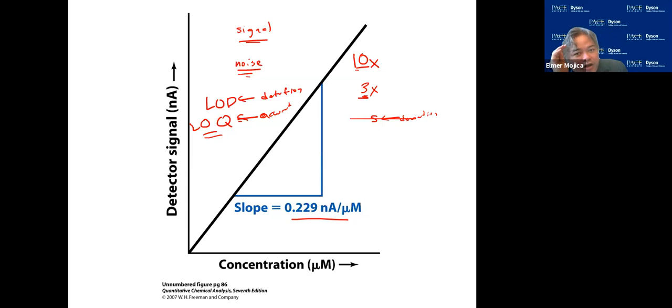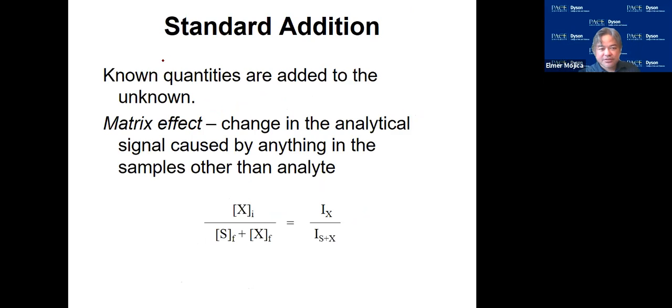Now, not all analysis involves this so-called calibration curve. In some instances, you have to use standard addition. In standard addition, the way that they look at this is the signal is directly proportional to the analyte concentration. And you only use standard addition if you have this case.